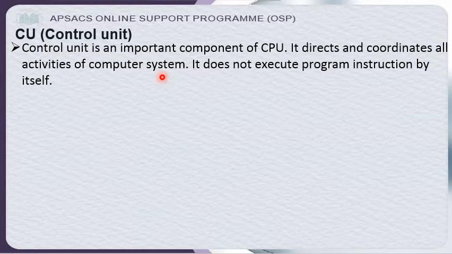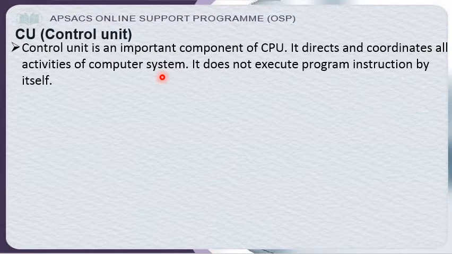If it is copying data from one device to another, displaying any data on the screen, or sending a packet from your computer to the network, all the operations which are going to be performed, the control unit is responsible for that. So it directs, it tells that, okay, do this operation, and it also coordinates all the activities of the computer system.